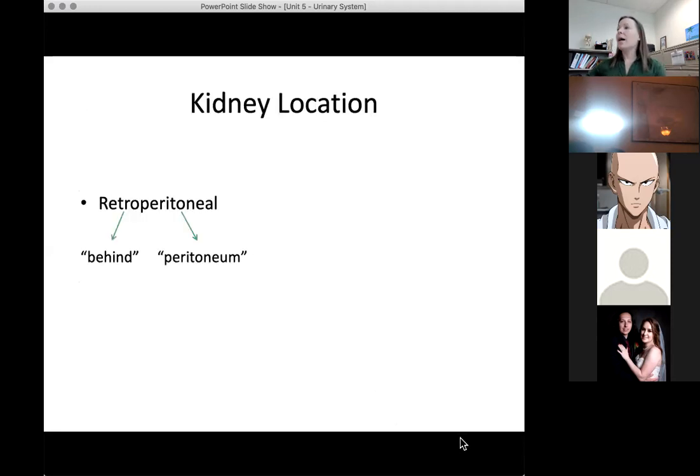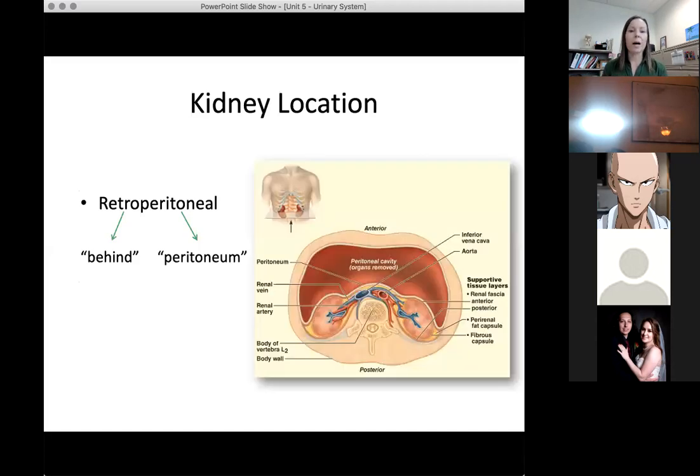Okay. So as far as kidney anatomy, the kidneys are retroperitoneal, which means that they're actually located behind and outside of the peritoneum. If you remember when we talked about the digestive system, that is the biggest membrane in the body, the huge membrane that surrounds just about every organ that's in the abdominopelvic cavity. But the kidneys are not within that membrane. They're located behind that membrane. So they're retroperitoneal.